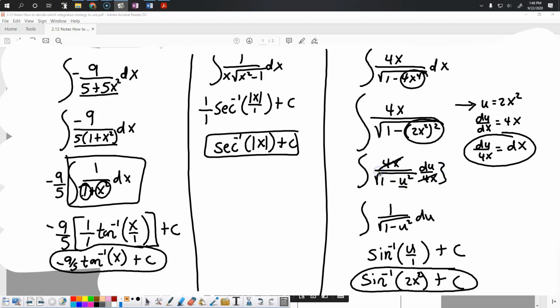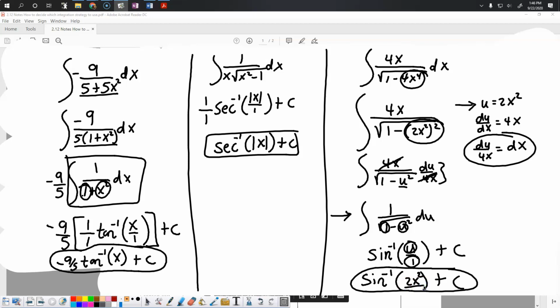And lo and behold, those cancel out. Now I'm left with a nice, simple-looking arcsine pattern. So the square root of that is my a, and it goes here. This letter goes here. And then we simplify it. We don't need the 1 on the bottom. And then we replace the u with what it was. And there's our final answer.